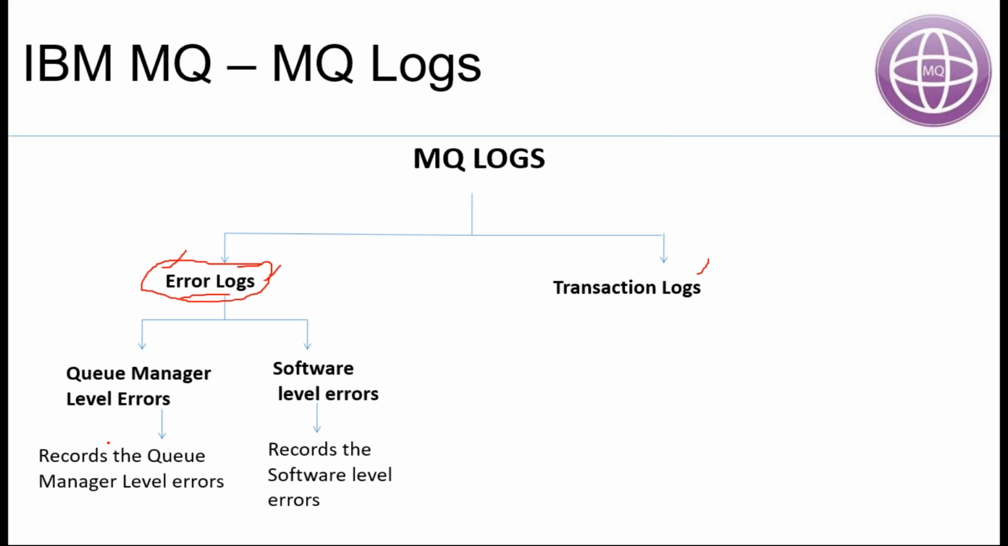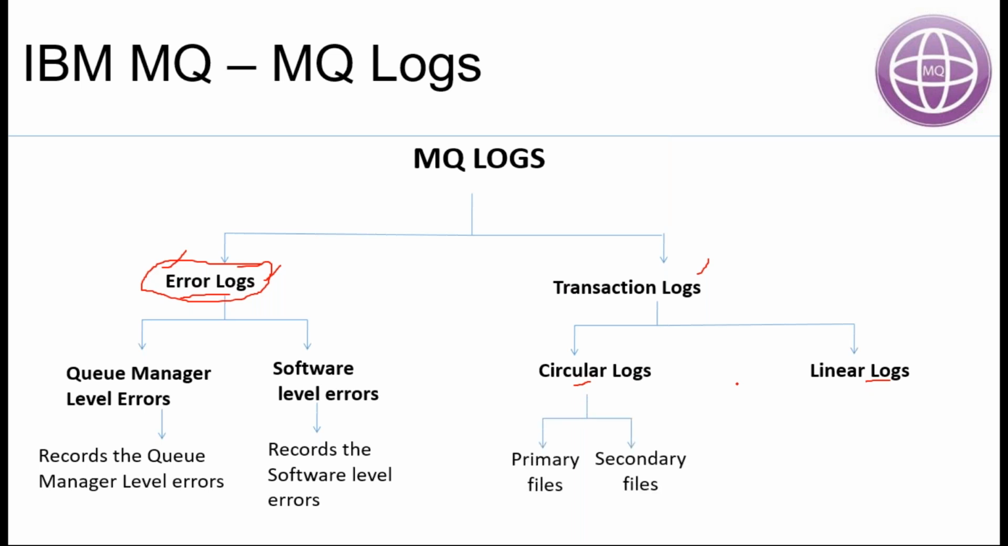Now come to the transaction logs. I will just give you a brief introduction of transaction logs, and then we'll move to the error logs. Transaction logs are again divided into two types: circular logs and linear logs. It means if any transaction happens in a queue manager, the transaction is going to be recorded in a circular logging mechanism or in a linear logging mechanism of the queue manager. How that is going to happen, we are going to discuss in tomorrow's session.